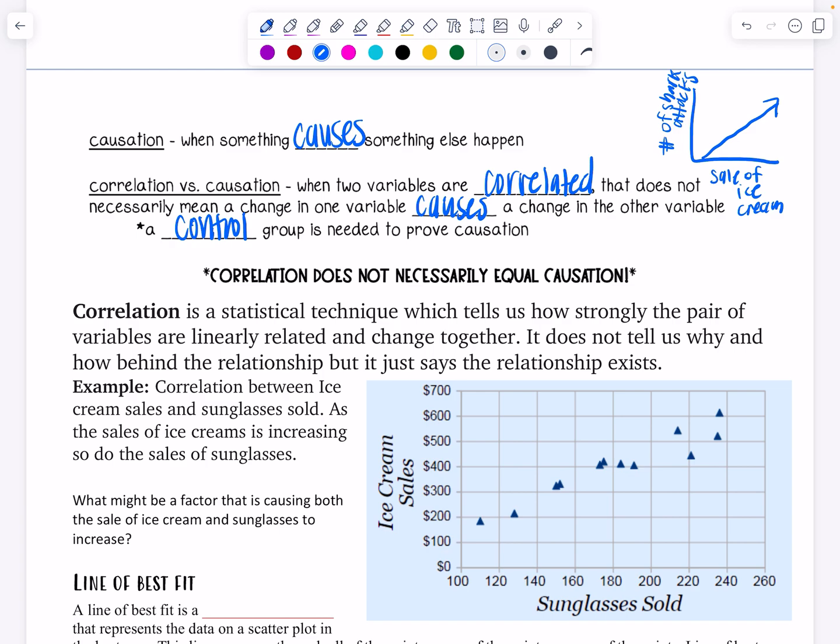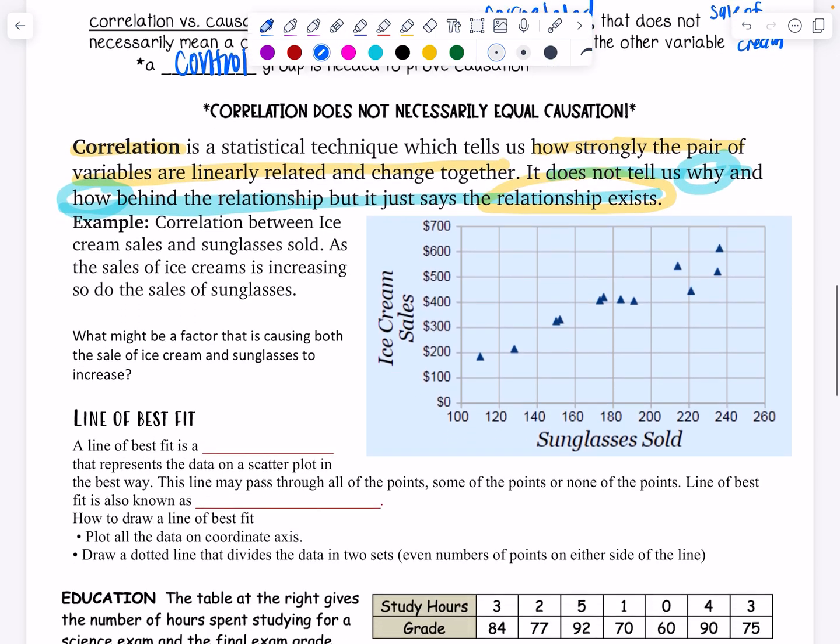So correlation, let's learn a little bit more about it. Correlation is going to be a statistical technique which tells us how strongly the pair of variables are linearly related and change together. But here's what it does not tell us. It does not tell us the why and the how between the relationship. It just says that it simply exists. So it doesn't tell us the why, it doesn't tell us the how, it only tells us that the relationship in fact does exist.